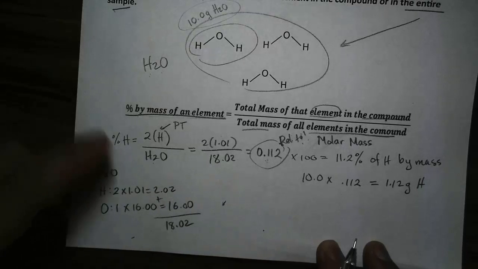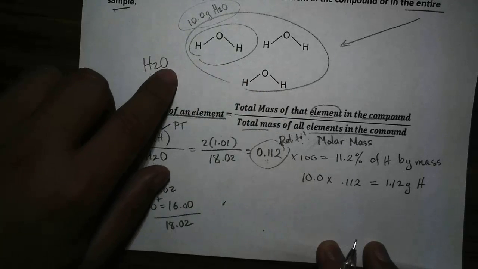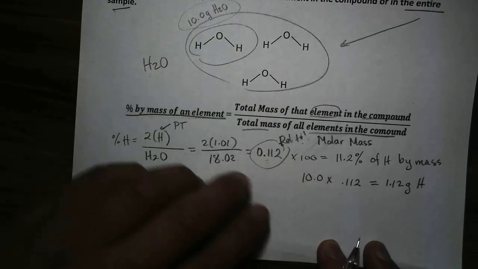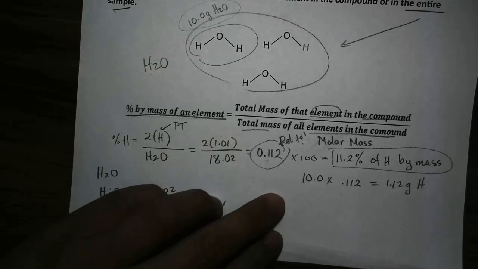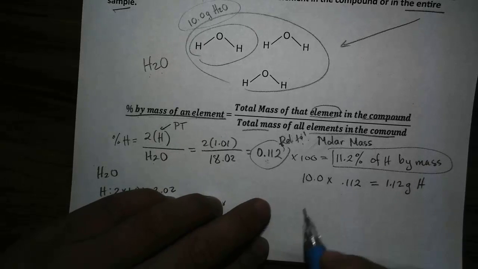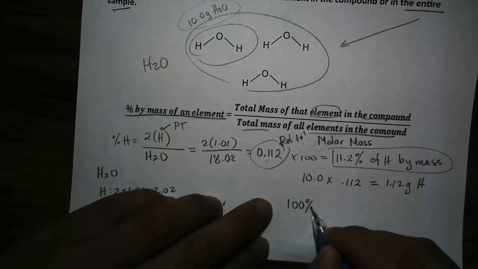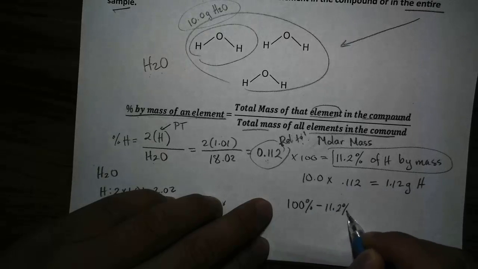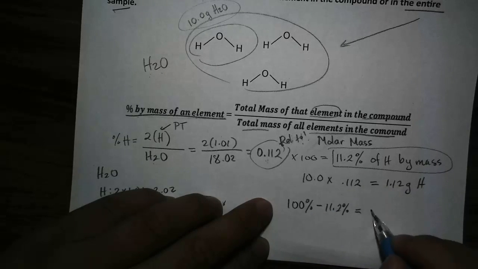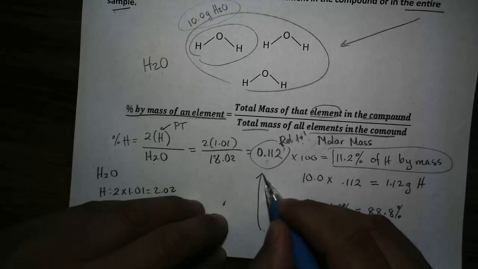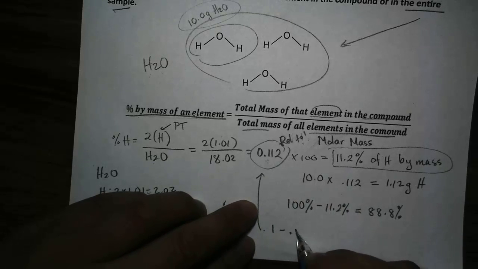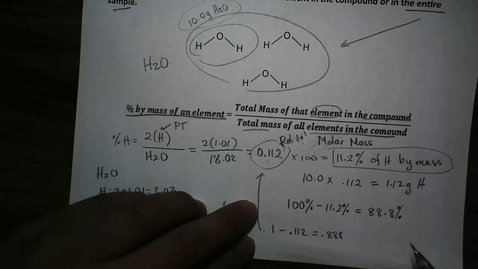Now, percentage is out of 100 again, right? And if we look at this chemical, there are only 2 elements, and if I find the percentage by mass for hydrogen, I can also find the percentage by mass for oxygen as well. So all I have to do is take 100% minus 11.2%. That will give us 88.8%. And if we look at relative to 1, we take 1 minus 0.112, and that, of course, gives us 0.888. And this represents oxygen.